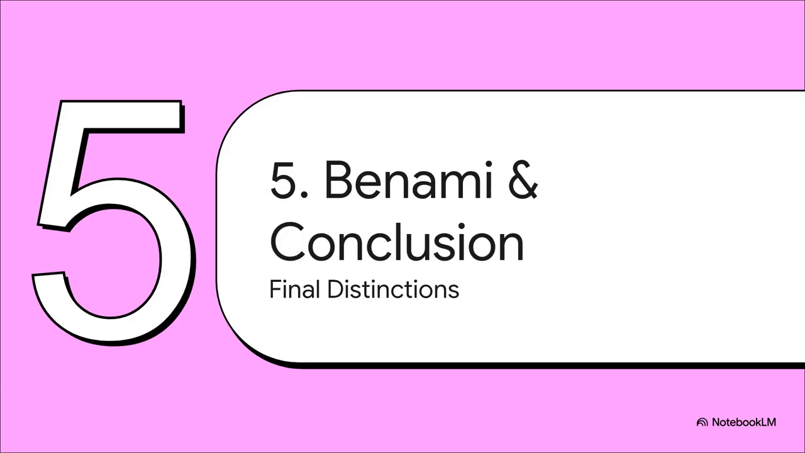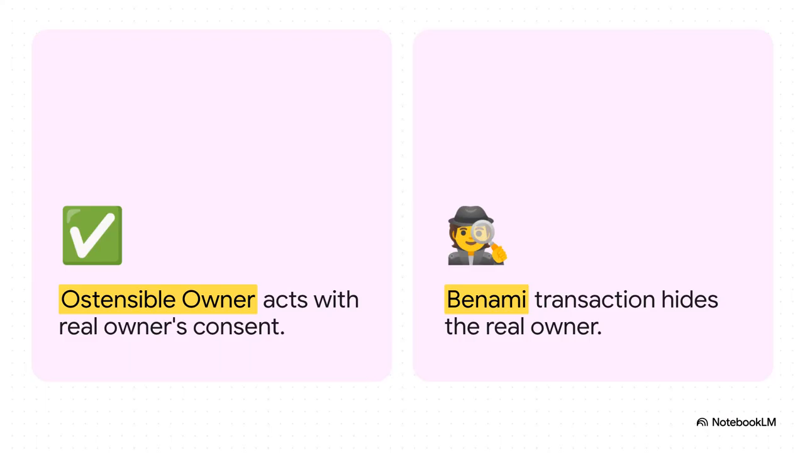Heading 5. Benami transactions and conclusion. Now, I explicitly note here that this distinction frequently appears as a standalone 5-mark short note in your exam papers. You absolutely must know how to separate them clearly. Ostensible owner operates with the consent of the real owner. Versus Benami transactions, the real owner is completely hidden, a different concept entirely. Dissect this comparison verbatim on your page.